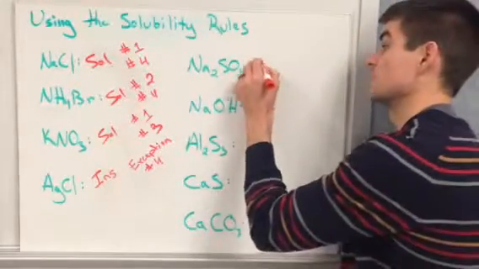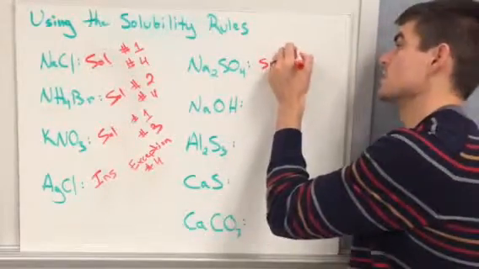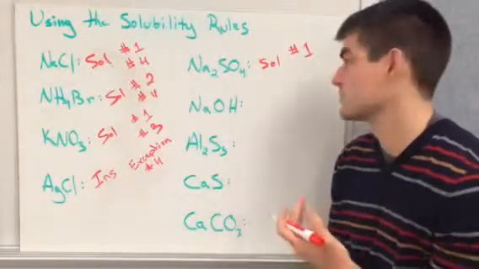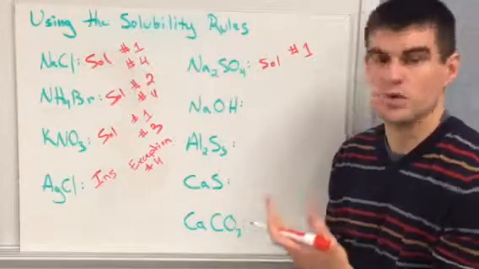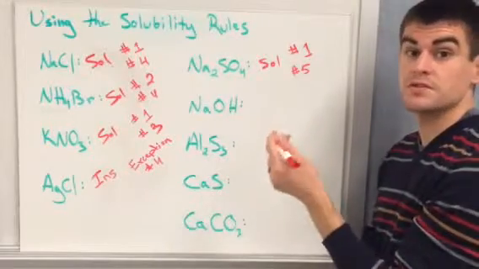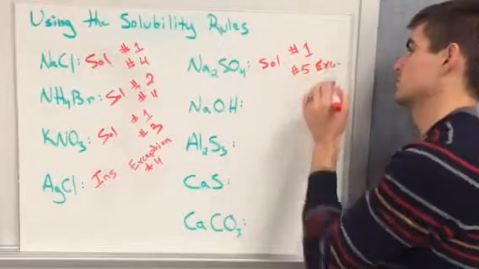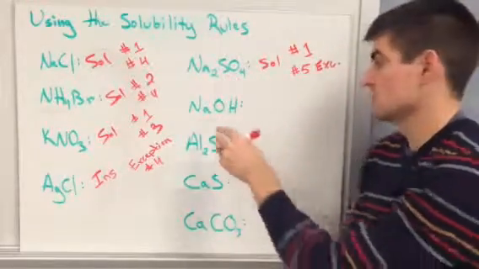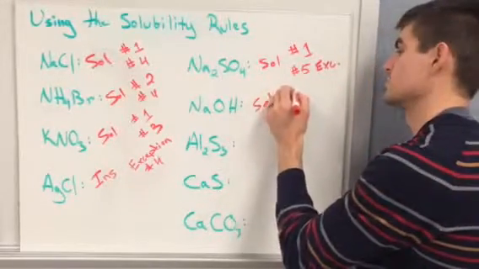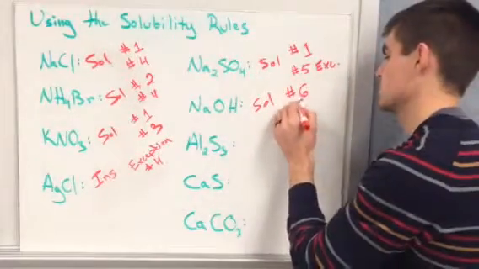Next one, Na2SO4. This one is soluble for a couple of reasons. Number 1, because rule 1 says that group 1s are soluble. And then in rule 5, this is one of the exceptions that say this one actually is soluble. Next one, sodium hydroxide. This is soluble due to rule number 6, and it's a rule 6 exception.